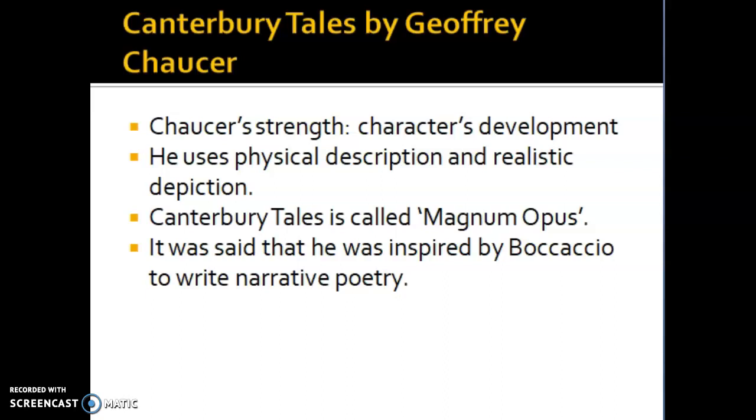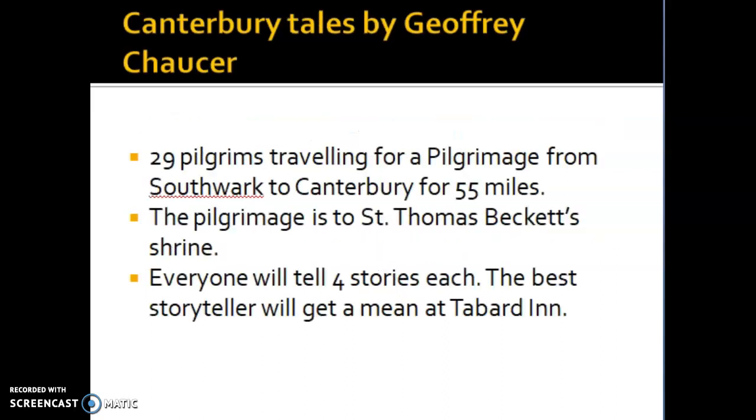Canterbury Tales is called a magnum opus. Now, what is a magnum opus? Any published work is a magnum opus if it is of tremendous value, if it is a representative creation of the writer. So people know Chaucer because of Canterbury Tales. He was born in the 14th century, and in the 21st century we are talking about him. It means he really made some impact, and we are talking about him because of Canterbury Tales, which is a magnum opus. It was said that he was inspired by Boccaccio to write narrative poetry. So he had an inspiration. Some people pronounce it one way, and some people pronounce it another way. Okay, you can choose whatever you like.